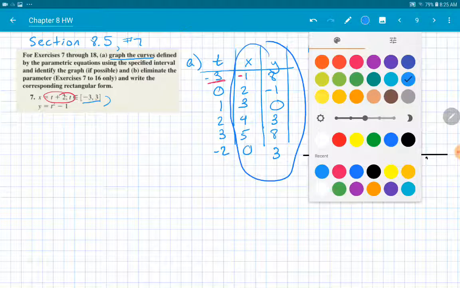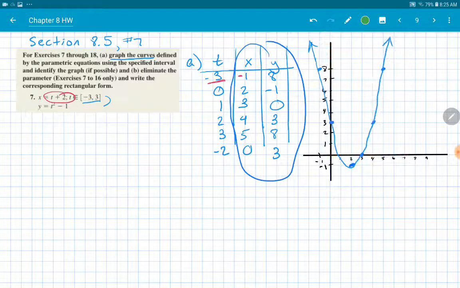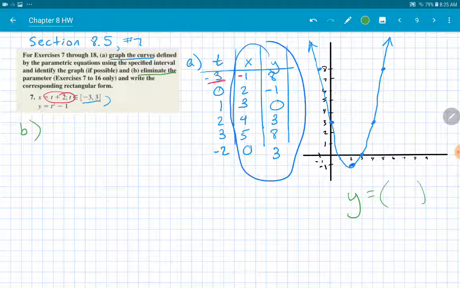Okay, so that's how we graph with the t-table. Now let's do part B and eliminate the parameter, to see if we get the same graph. So we're going to find an equation in rectangular form. It looks like it's a parabola of the form y equals x, and this is the parent function y equals x squared, but we've shifted it, you can see, down 1, so that'll be a -1 over here, and over 2.